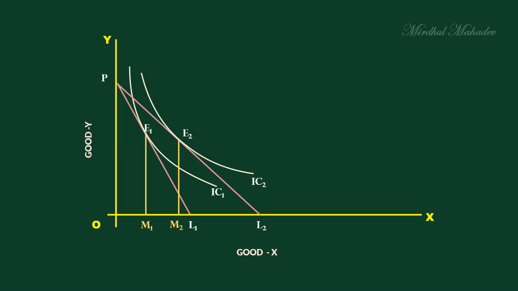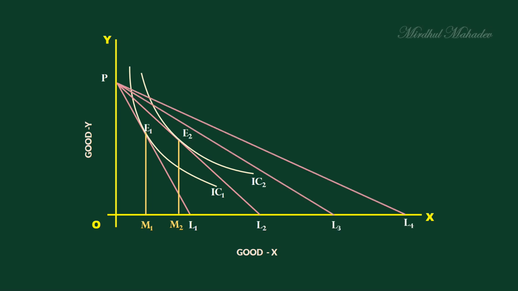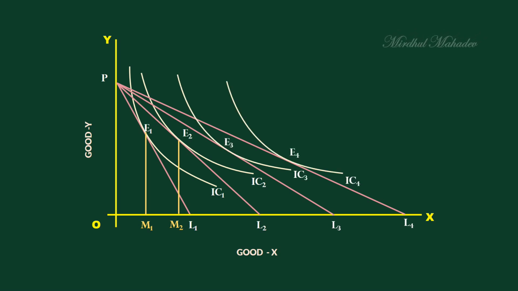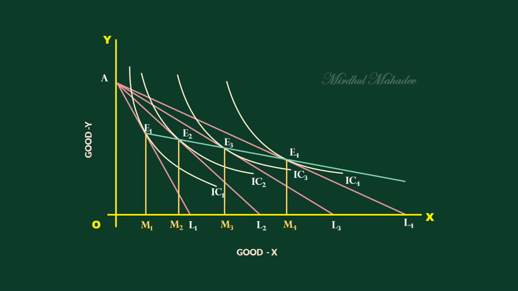The successive fall in the price of good X is given by price lines PL3 and PL4. In these price lines, the consumer is in equilibrium at E3 and E4 respectively. The quantity purchased at E3 is M3 and at E4 is M4. As the price of good X falls, the quantity purchased increases as M1, M2, M3 and M4 units. Join the equilibrium points E1, E2, E3 and E4. What we get is the price consumption curve PCC.